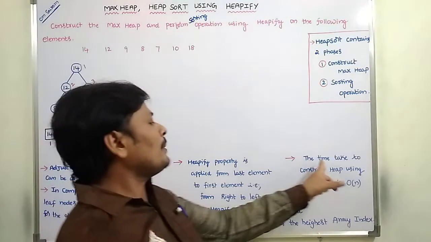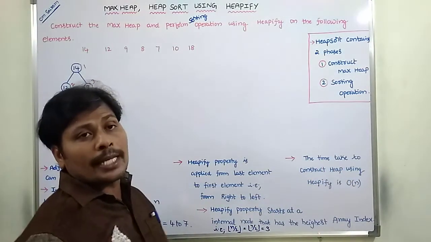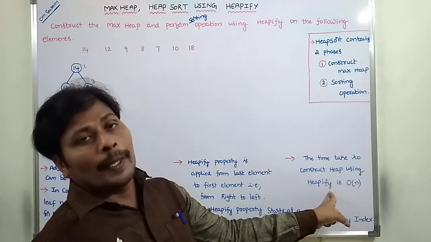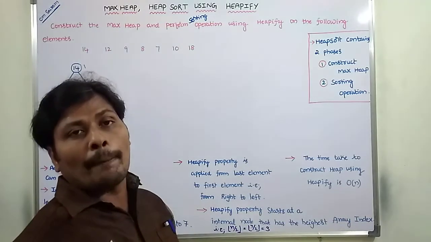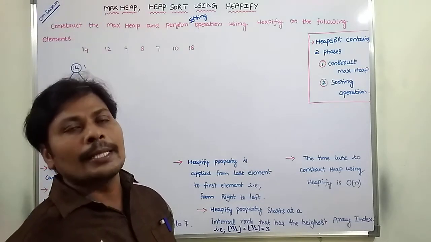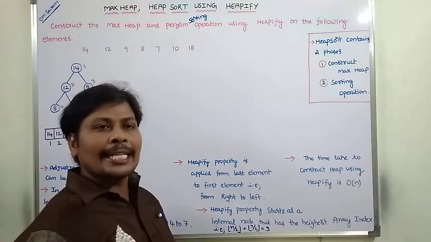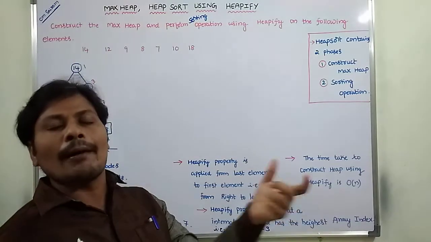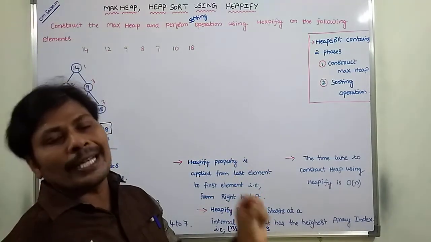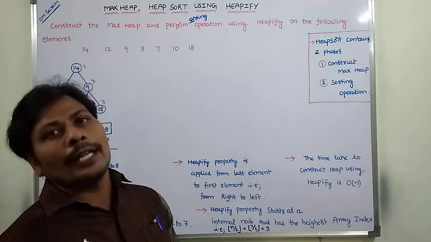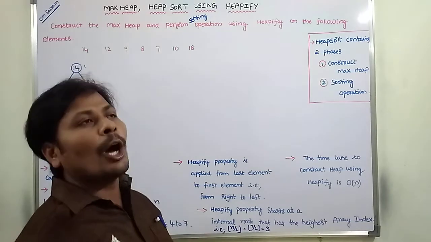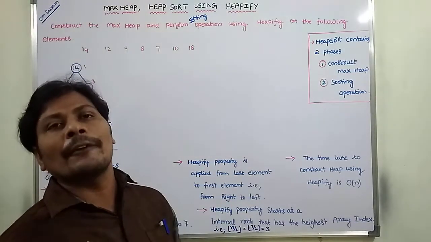Next, the time taken to construct the heap using Heapify is big O of n. This is the main advantage. In the previous case, to construct the maximum heap, what was the time taken? Big O of n log n. Because for constructing the maximum heap, many swappings or adjustments are done. The number of swappings or adjustments depends on the height of the complete binary tree. The height of the complete binary tree is log n. Here, how many elements are there? n elements are there.